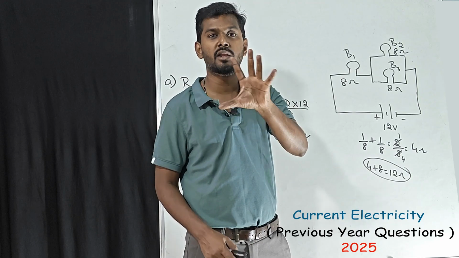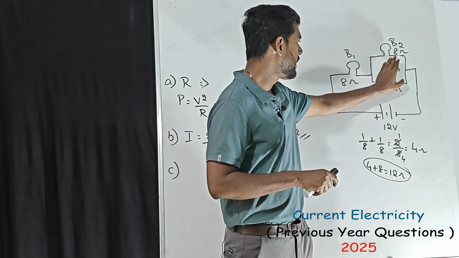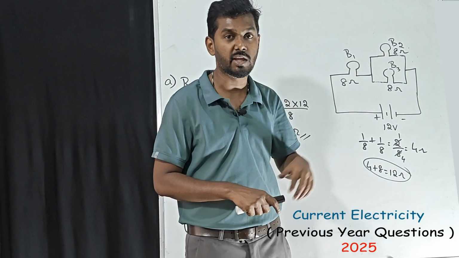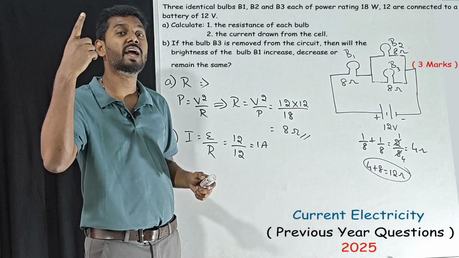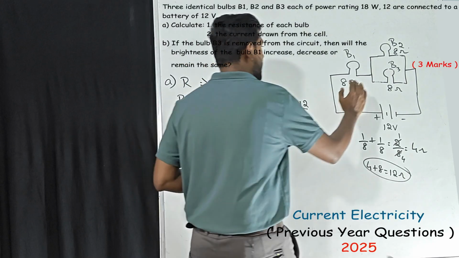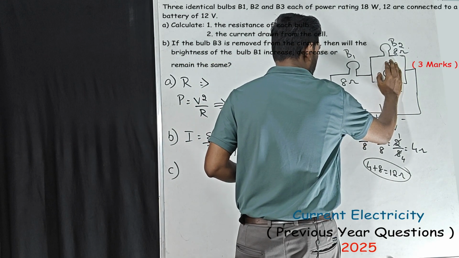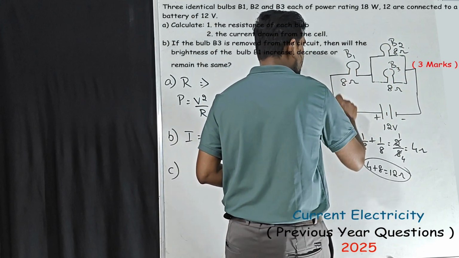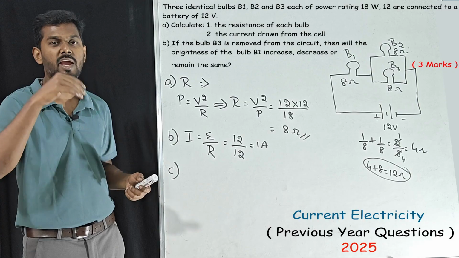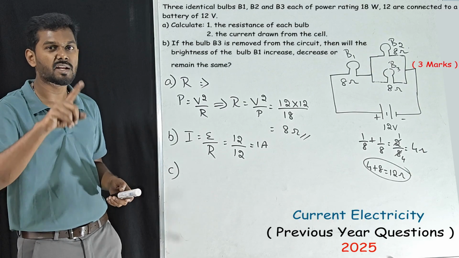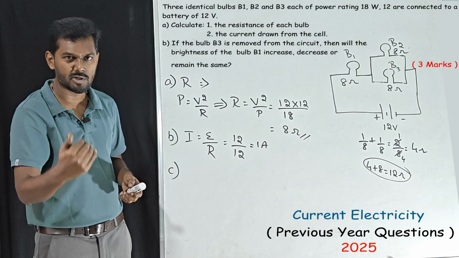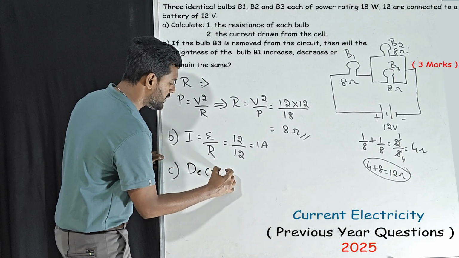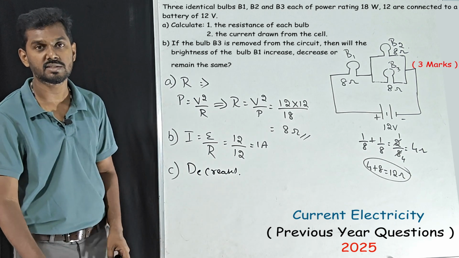If the resistance increases, brightness will reduce. Now I told you mainly you can focus on voltage, correct? If you remove bulb 3, this bulb will be in series with the other one. Then whatever voltage we give, in a series connection the voltage will get divided. That means it is reducing, and brightness is directly proportional to voltage. If the voltage decreases, the brightness also decreases. In this way you need to understand the concept.